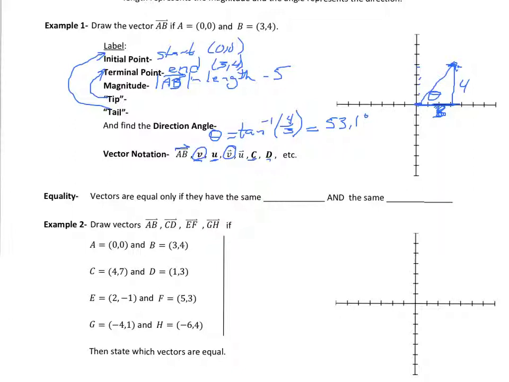Okay? All right, so let's talk about equal vectors. So vectors are equal only if they have the same what? The same magnitude and the same direction.